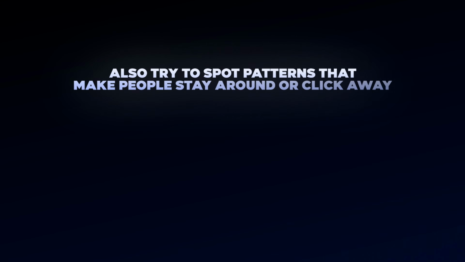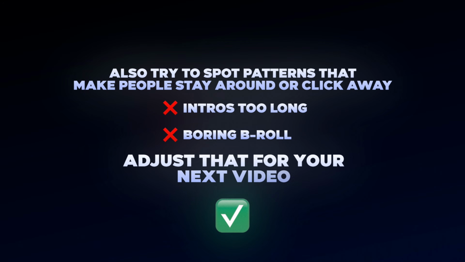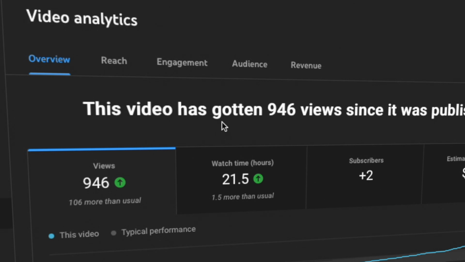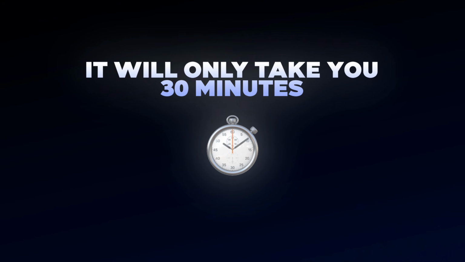Also, try to spot patterns that make people stay around or click away. Maybe intros are too long or the B-roll is boring, and adjust that for your next video. When you've got your channel set up, find this data in YouTube Studio and get into the habit of checking your videos once a week. It will only take you 30 minutes on a Saturday to see what's working and what's not working.